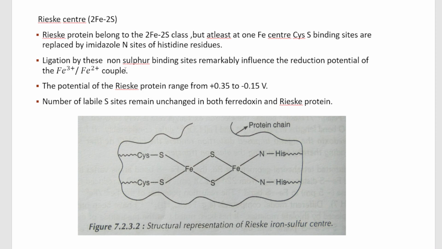And the ligation of these non-sulfur binding sites, that is attachment of nitrogens of the histidine, also influences the reduction potential of this Fe 3+/2+ couple. Because of this alteration, the reduction potential is varied. That is, the range is from plus 0.35 to minus 0.15. And the number of labile sulfur sites, that is the inorganic sulfur, remains the same as in the previous one, unchanged in this protein, that is the Rieske center.